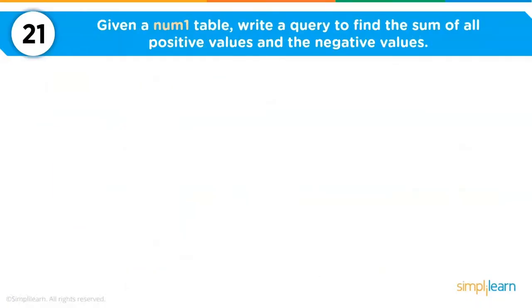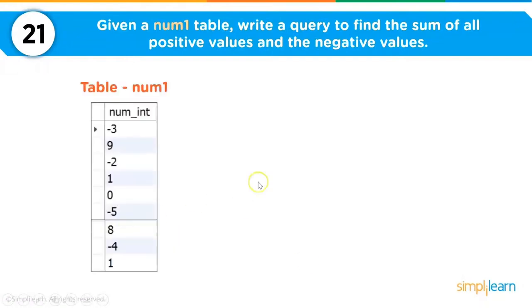So we have a table called num1, and using this table we want to write a query to find the sum of all positive values and the negative values. So let's see the table first. This is my table, which is num1. You can see here we have a list of integers, and there are positive as well as negative integers. For positive values and negative values, we want to find the sum separately.